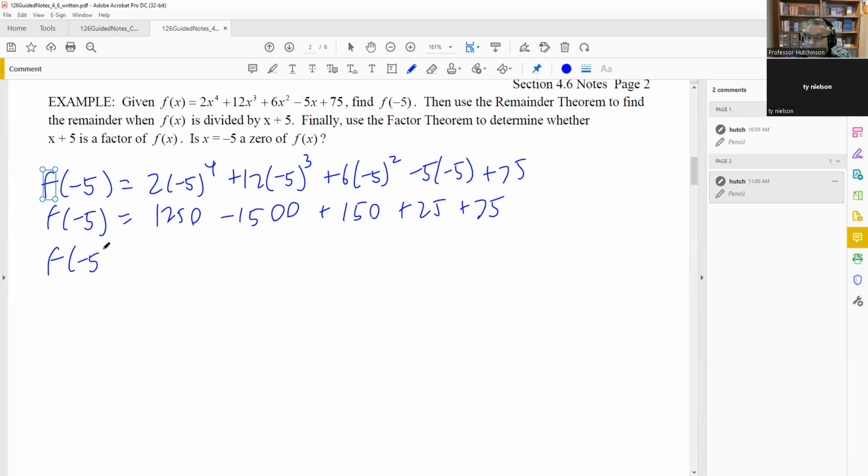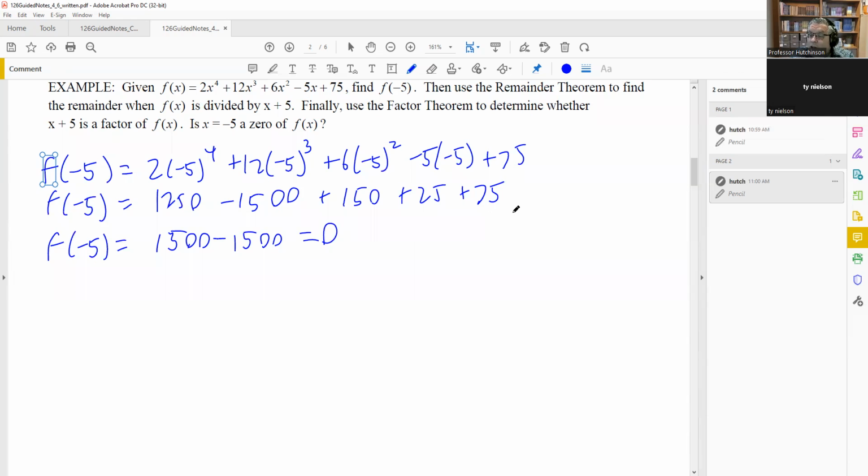Now, if we add all that together, I get 1250 plus 150 plus 25 plus 75. I add all the positive numbers together, I actually get 1500, and 1500 minus 1500 is going to give us a 0. Okay, so doing that the traditional way, I get a 0. What that means is if I take the number inside the parentheses, negative 5, and do the synthetic division, I should get a remainder of 0 as well.